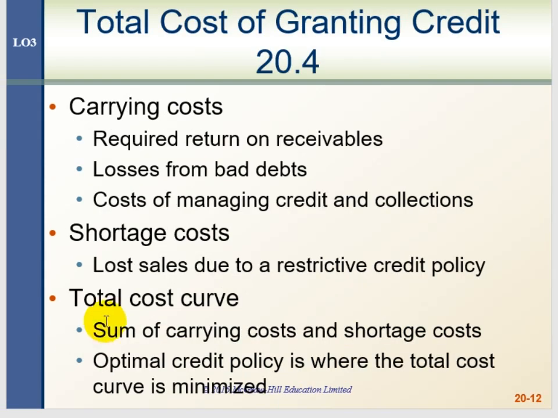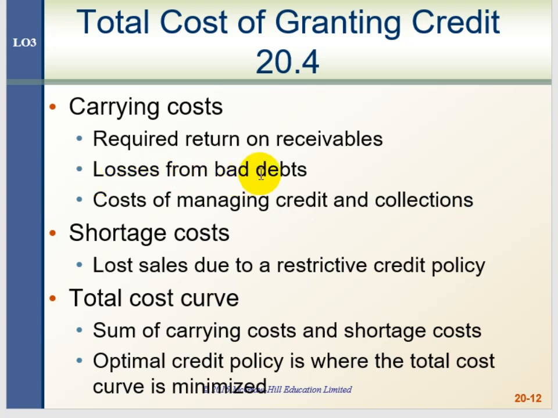Kind of cool. So to summarize, there are carrying costs and shortage costs, as you might have expected by now. The carrying costs are the required return on the receivables, so we actually have to finance them. So whatever our required return is, we need to pay that interest cost to borrow the money to finance the receivables.